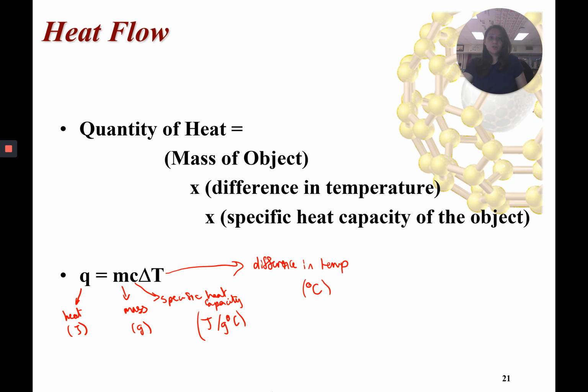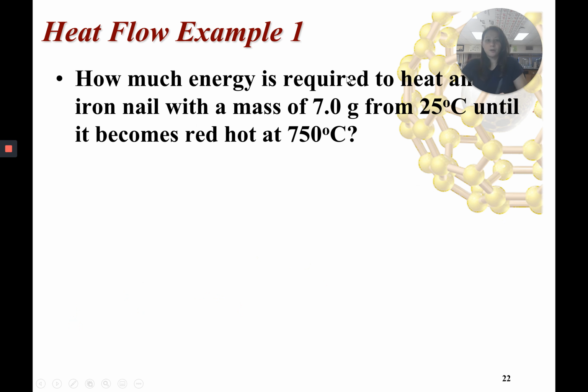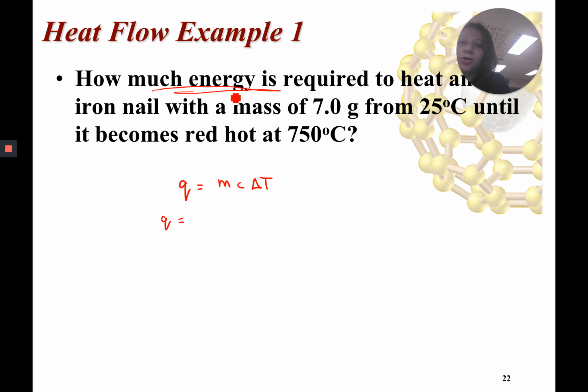Okay, so let's use this equation to calculate the heat that is transferred from one object to another. So the first example says how much energy is required to heat an iron nail with a mass of 7 grams from 25 Celsius until it becomes red hot at 750 Celsius. So how much heat do I need to give it, or it needs to absorb, in order to go from 25 to 750 Celsius? So since I'm calculating the quantity of heat, I'm going to say Q is equal to mc delta T. And Q is what I'm solving for, because I'm solving for the energy, which is the amount of heat that's transferred. Mass of my iron nail is 7 grams.